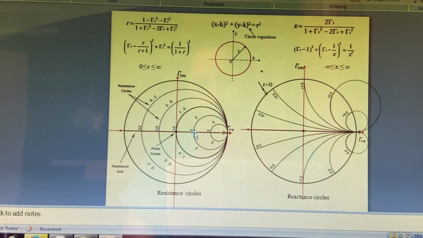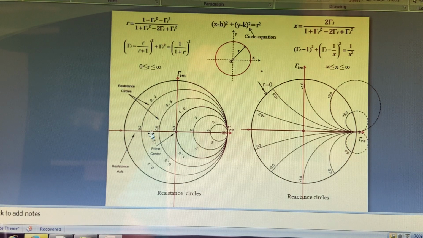Like this, the radius of the circle goes on reducing as the value of R increases, and the center shifts towards the right side. Finally, when R is equal to infinity, we get radius equal to 0, and the center coincides with the rightmost point of this chart. So this looks like a point. Like that, we can have an infinite number of circles, one for every value of R, on the plot of the reflection coefficient.